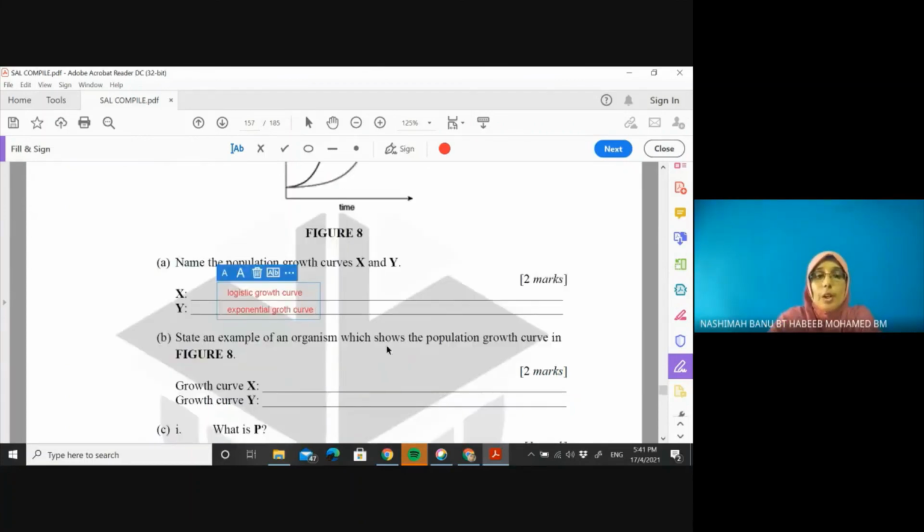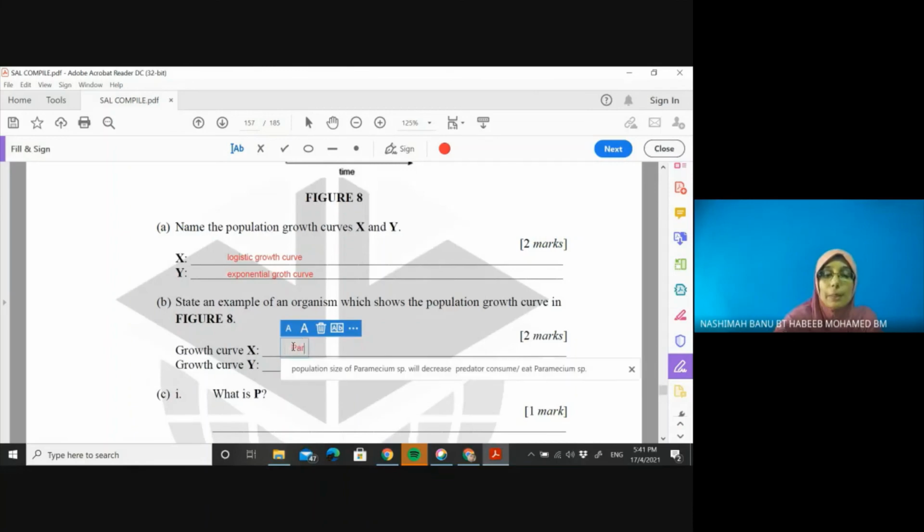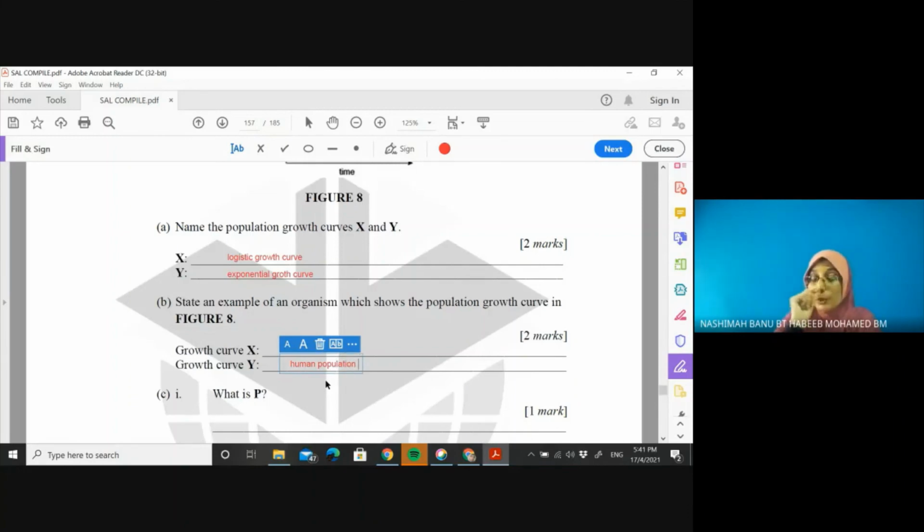Okay, done. State an example of an organism which show the population growth curve in figure 8. Kita biasa tengok kalau untuk sigmoid tu selalunya paramecium kita lah yang paling glamour. Paramecium sp, ingat you have to underline dia. Dan J, contoh dalam syllabus is a human population. Human population jangan pula buat human species, salah. Populasi human yang kita count, measure dalam exponential curve ni.